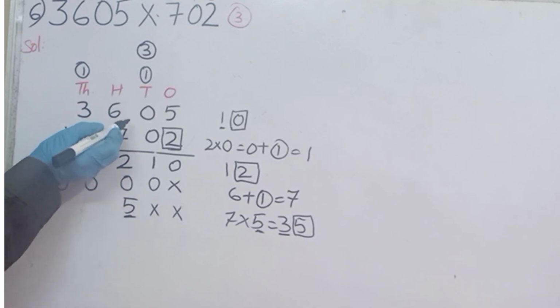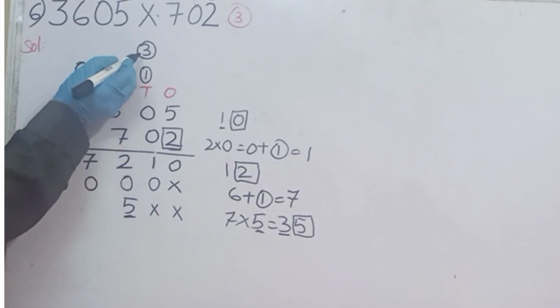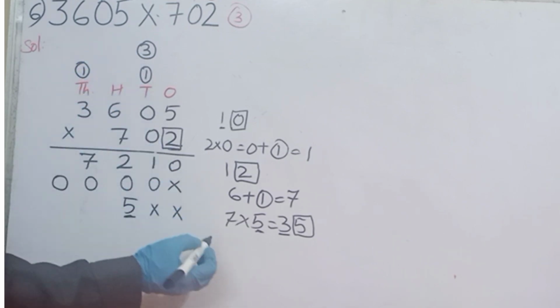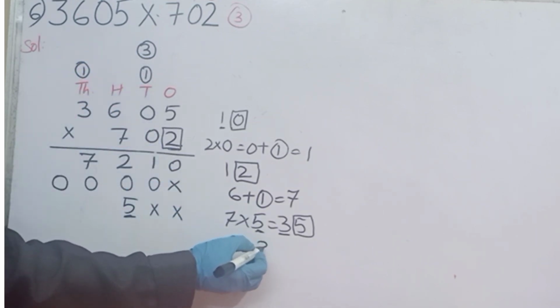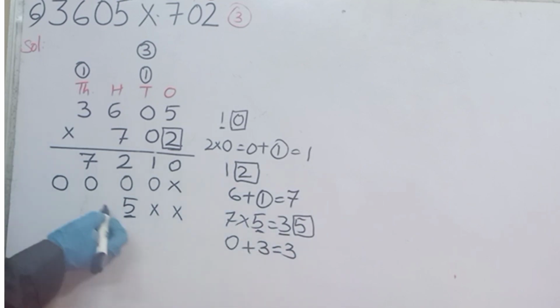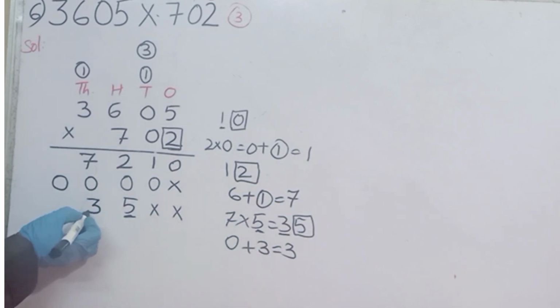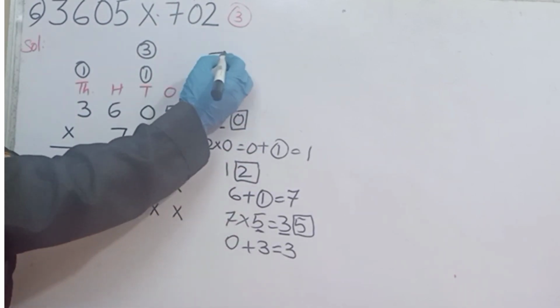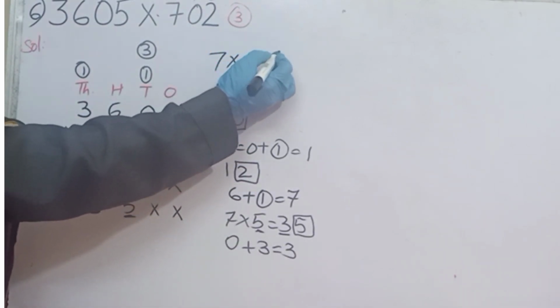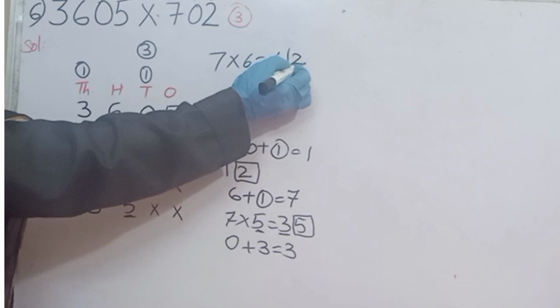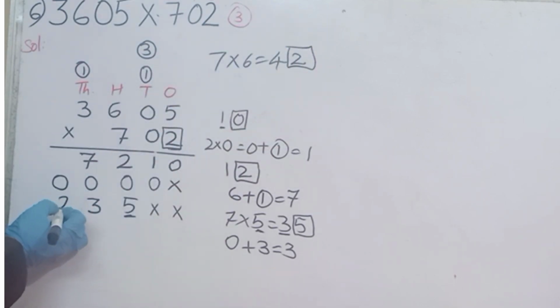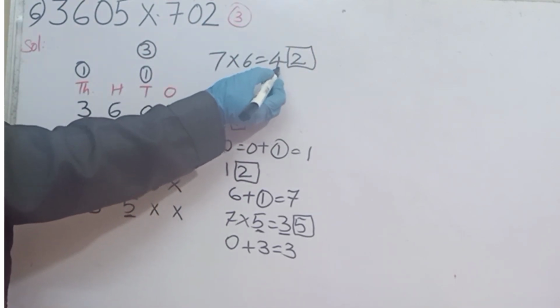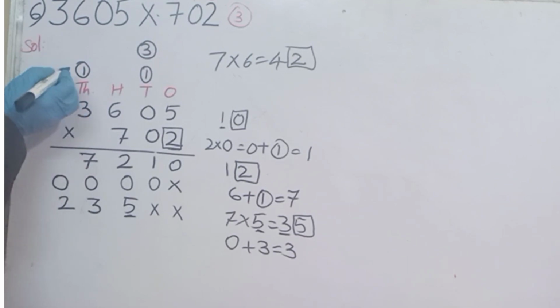Okay. Now 7 zeros are 0. And in this 0, what do I have to remember? I have to add this 3. Okay. 0 plus 3 is 3. So I'll write it here. Now 7 6s are. What is 7 6s? 42. So I'll write this 2 in the answer, and this 4 will go as a carry on what? Thousands place.